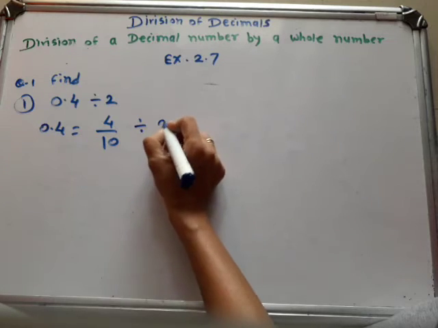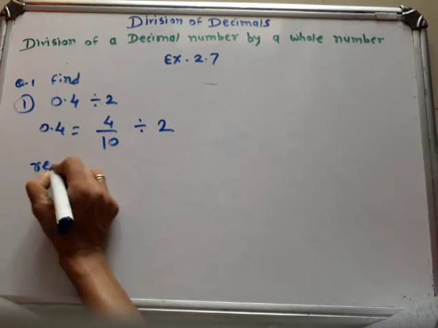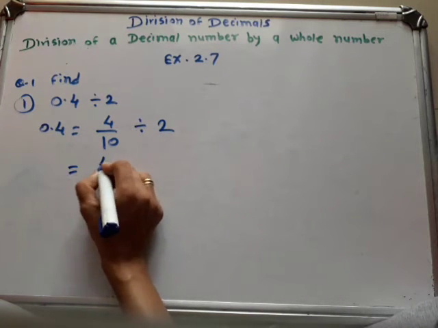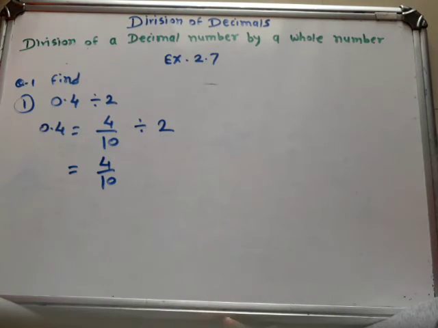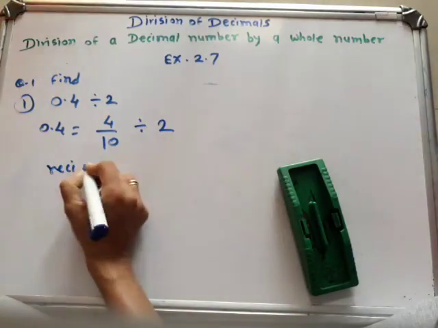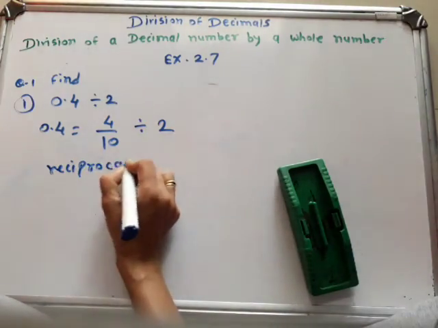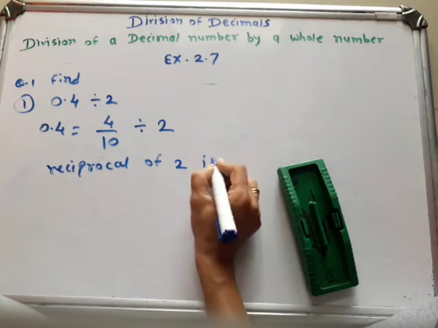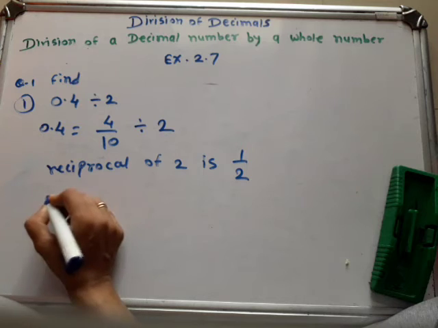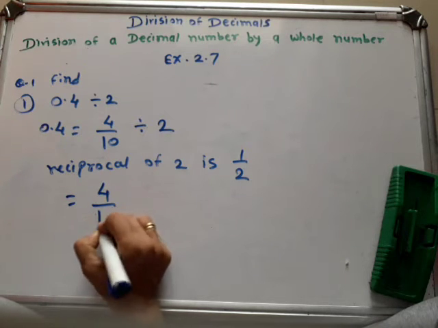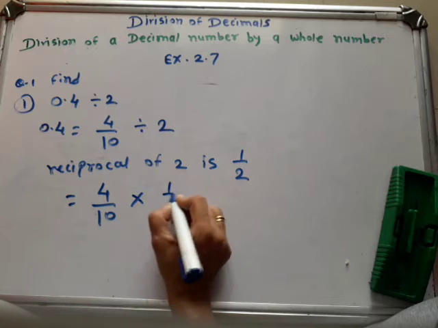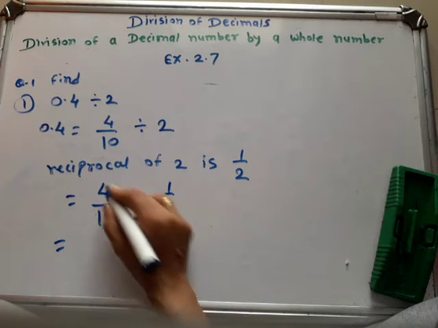So 4 upon 10 divided by 2. Now you have to take the reciprocal of 2. The reciprocal of 2 is 1 upon 2. Here there is no denominator, so 1 upon 2. So write the number 4 upon 10. Now this sign is changed to multiplication, 1 upon 2. Now you have to solve these two numbers.